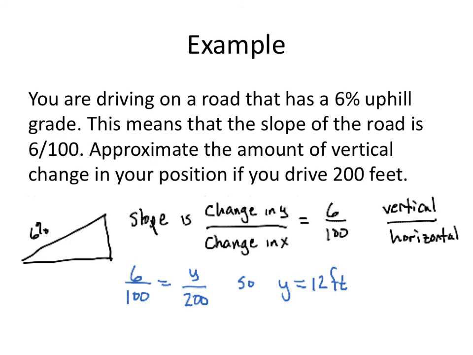So, I know that slope is change in y over change in x. I know the change in y is 6, and the change in x is 100. 6 is the vertical change, 100 is the horizontal change. If I drive 200 feet, my change in height would be 12. How does 100 become 200? We multiply by 2. 6 times 2 would give us an answer of 12.